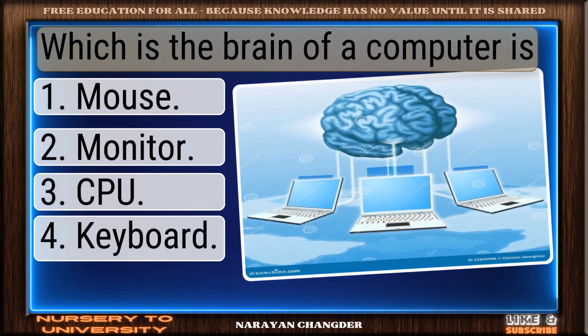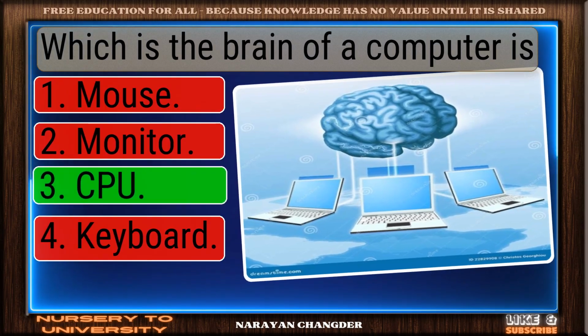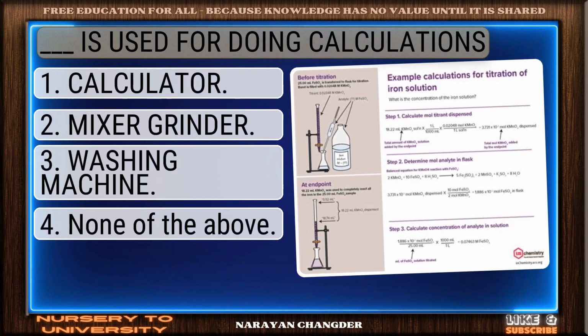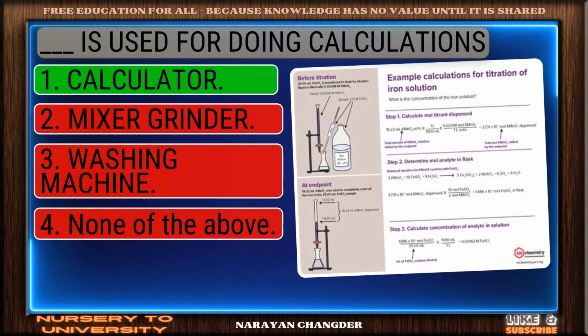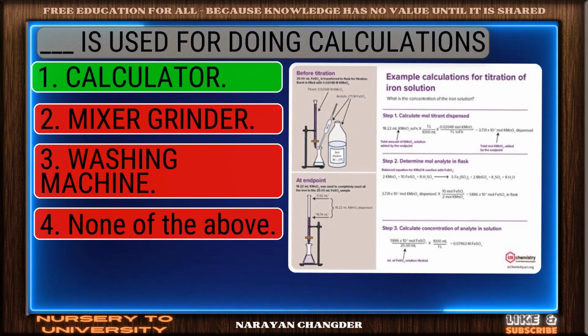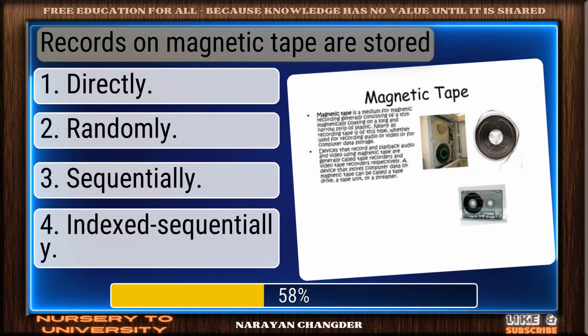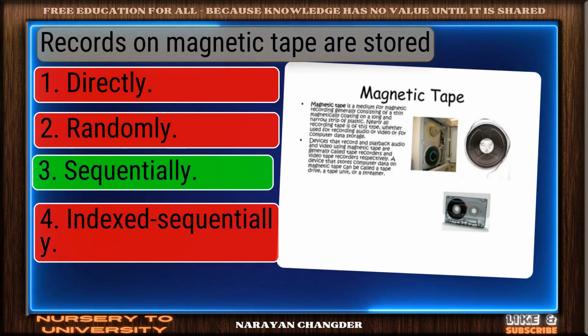Which is the brain of a computer? Excellent. CPU is well reasoned. Dash is used for doing calculations. Great thinking. Calculator is right. Records on magnetic tape are stored. Nice selection. Sequentially is correct.